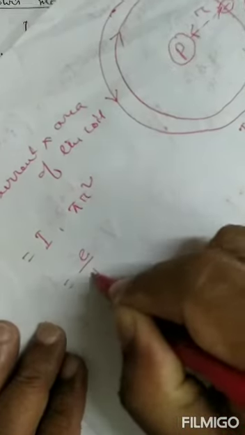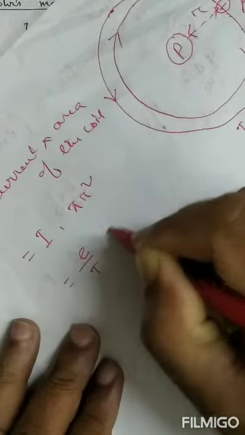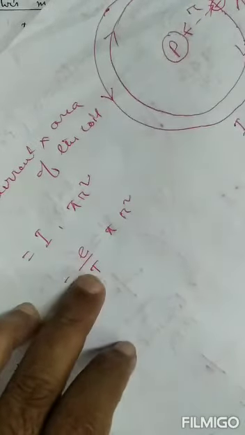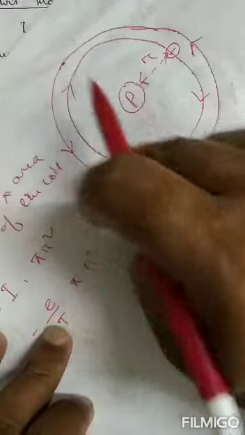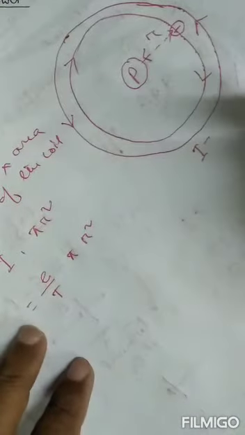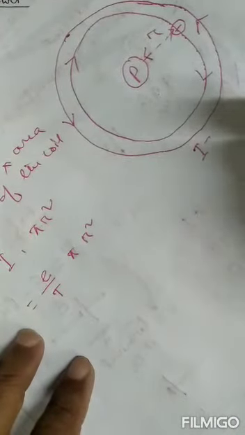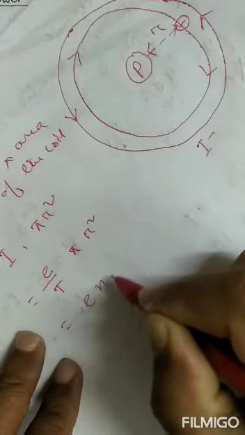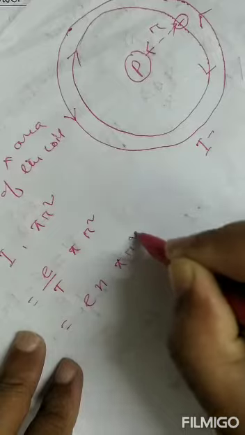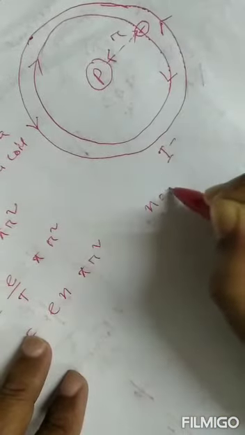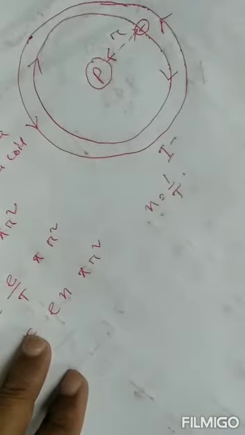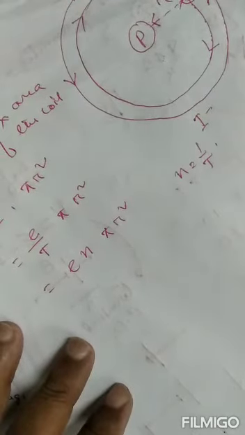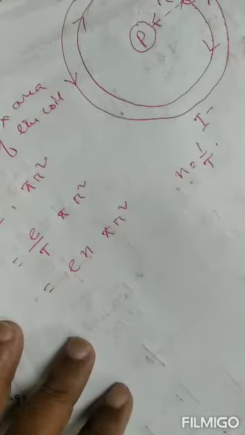What is current? Current means rate of flow of charge. That means e is the charge on the electron and T is the time to complete one circular revolution. The reciprocal of time is frequency. So e n pi r square, where n means 1 by T. It is the frequency, the number of complete revolutions around the nucleus in 1 second.